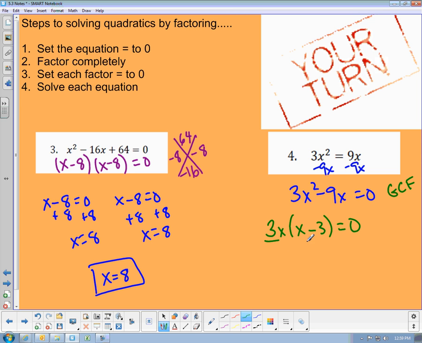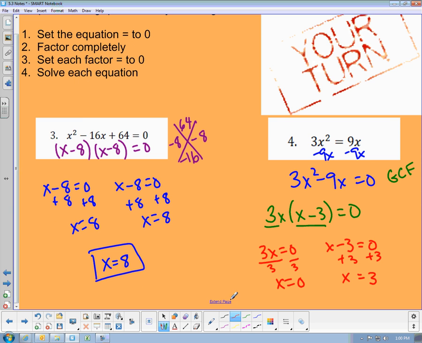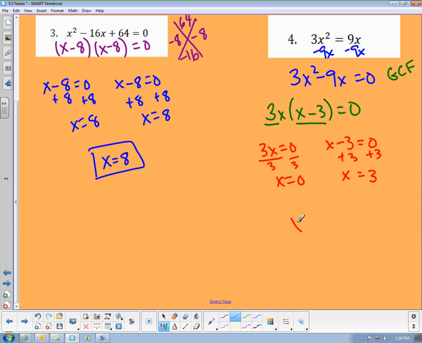So I have that factor and that factor. So I have 3x equals 0 and x minus 3 equals 0. When I divide by 3 here, 0 divided by 3 is still 0. Over here I need to add 3. So I get x equals 3. So those are my two solutions there. And yes, 0 is a possible solution. So I need to list it. I need to treat it as its own solution.